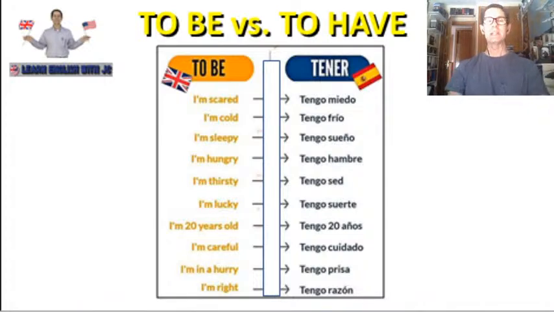Okay, so remember, in English we use the verb to be. En inglés se utiliza el verbo to be, but in Spanish we use the verb have, tener. En español se utiliza el verbo tener. One more time really fast. Well, normal speed, una velocidad normal. I'm scared, I'm cold, I'm sleepy, I'm hungry, I'm thirsty, I'm lucky, I'm 20 years old, I'm careful, I'm in a hurry, I'm right. Okay, I'm wrong, también vale. No tengo razón. I'm wrong.